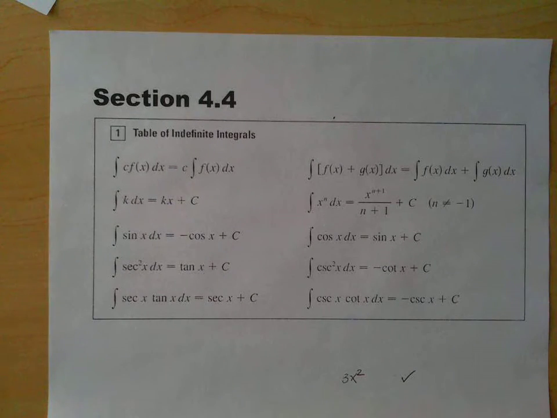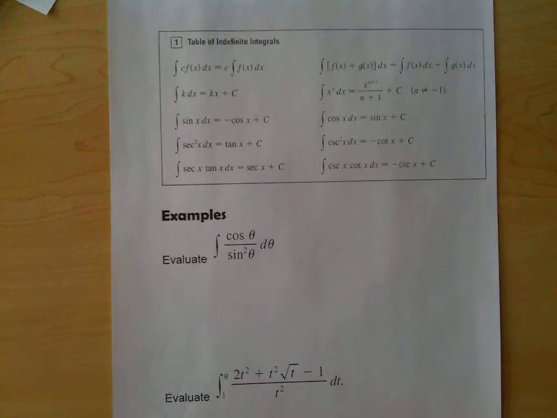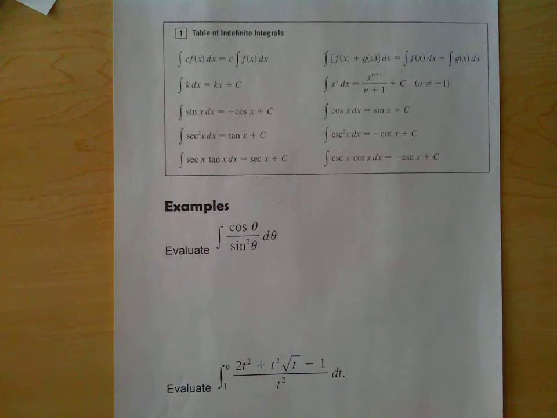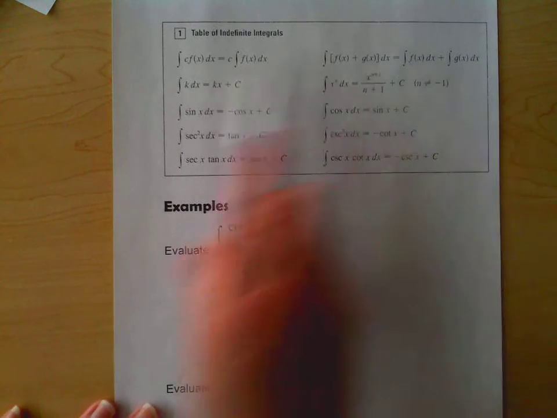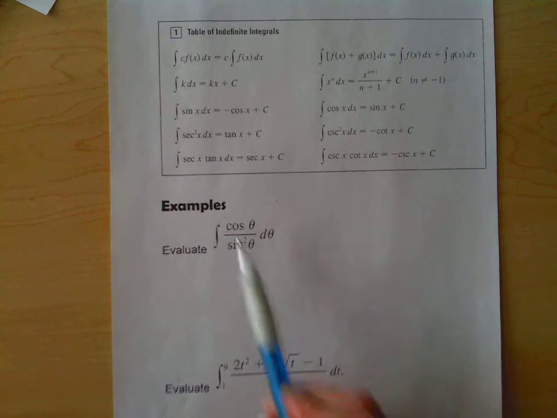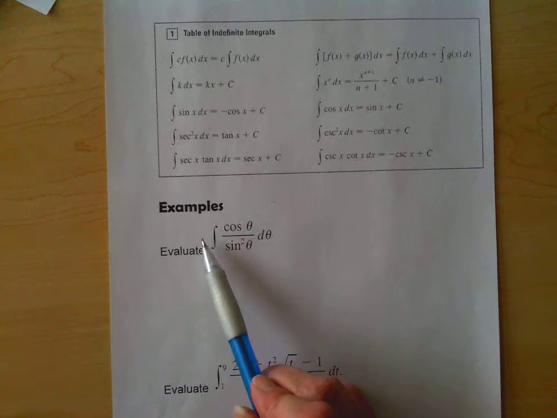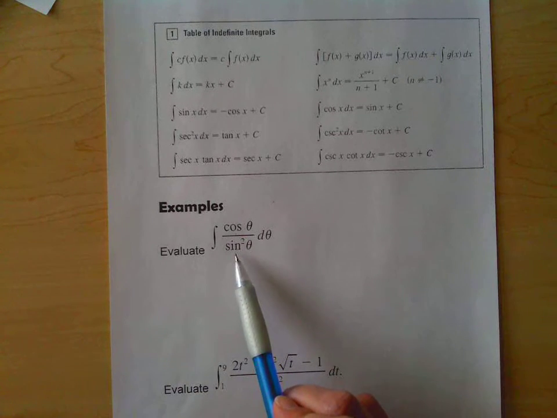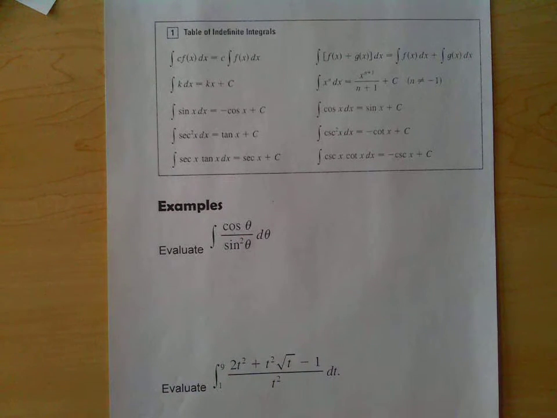So cosine of theta over sine squared theta. Ooh, there's not a formula for that up here in our table. With regards to trig, we could find the antiderivative of cosine or of sine, but certainly nothing for sine squared or 1 over sine squared. So we're going to have to do a little bit of simplifying.